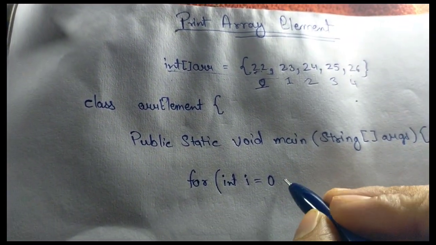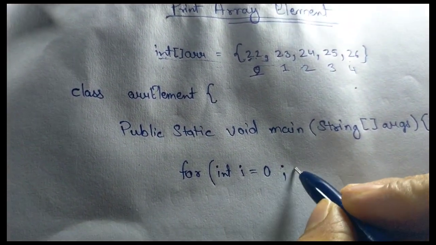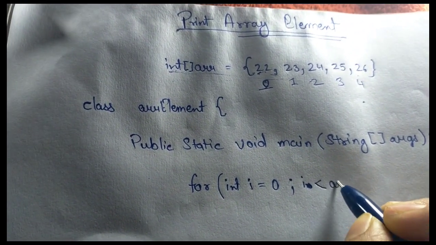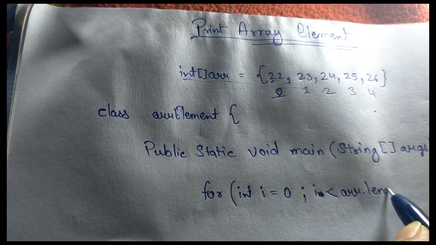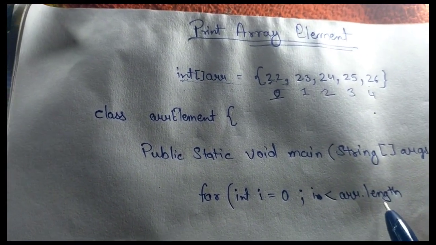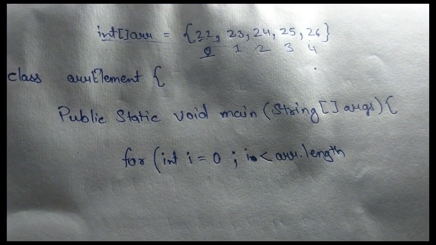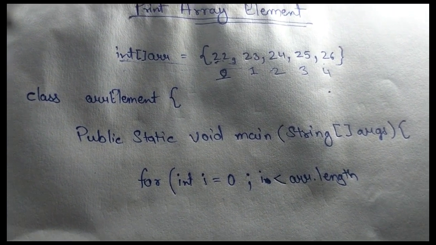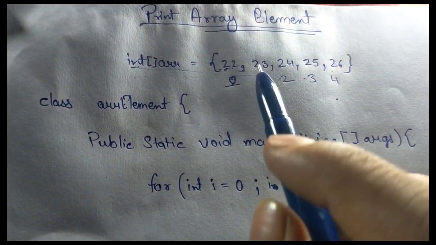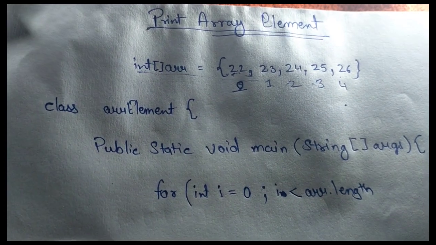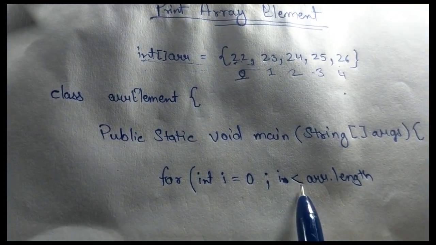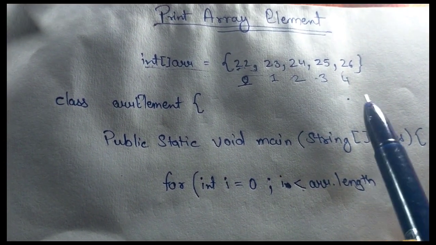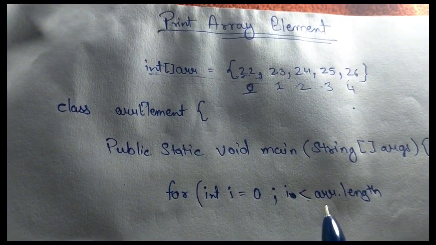So after that, i less than array dot length. Why should we use this? If you print System.out.println(array.length), the output is the length of that array, which means the length of the array is 5, so its output is 5. But we want to go only up to the fourth index, because the index is 4. So we always take i less than array.length.